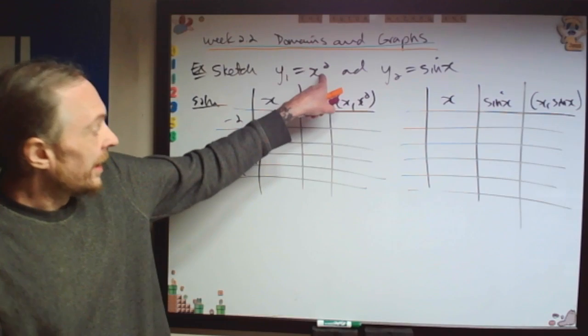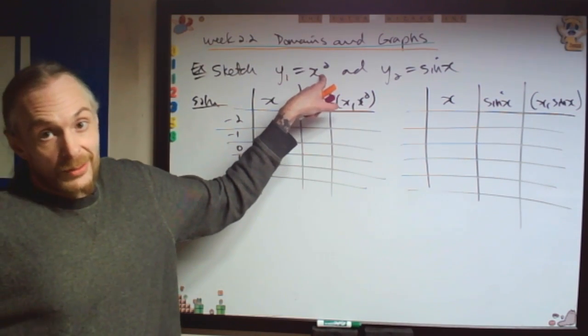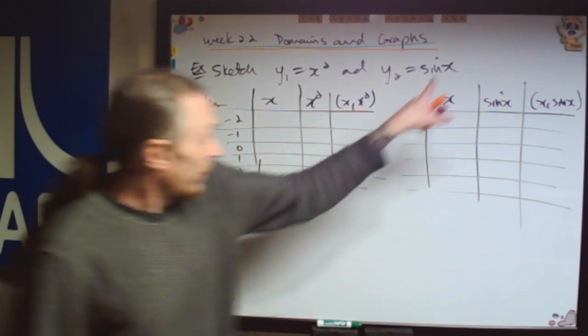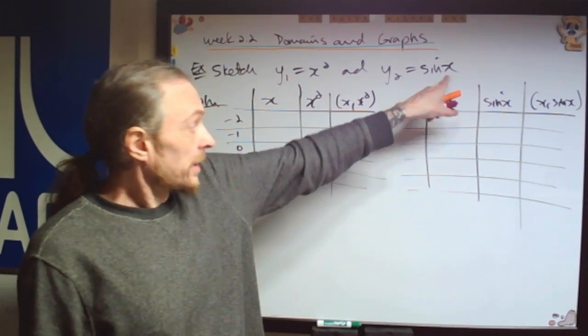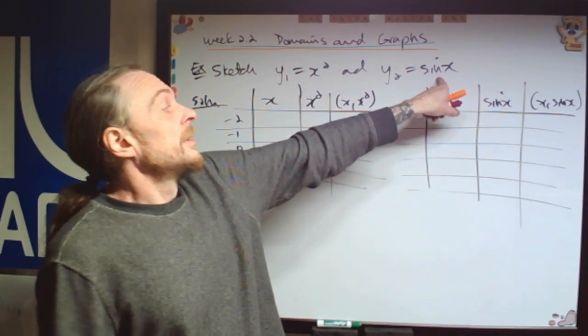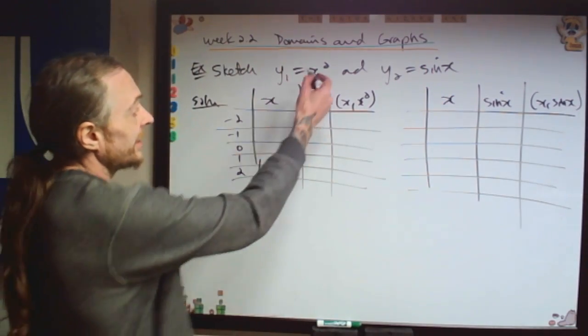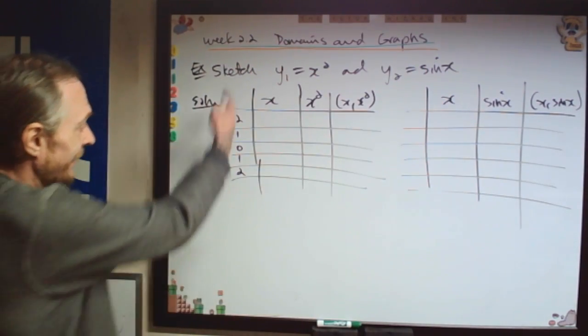I look at the domain. This is a polynomial. I run the mantra. Do I have any even nth roots? No. Do I have any division by 0? No. The domain is R. So the domain of these functions is both R. That's how I know I can pick any values for the domain.